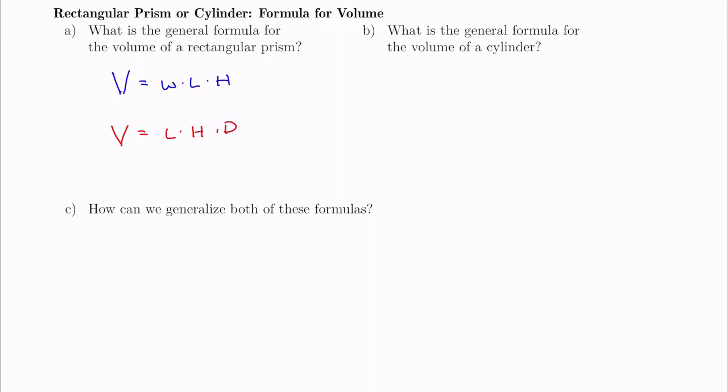In part B, what is the general formula for the volume of a cylinder? Well, the volume for a cylinder was pi r squared times the height. There is a commonality in all three of these formulas. They all begin with two values being multiplied.